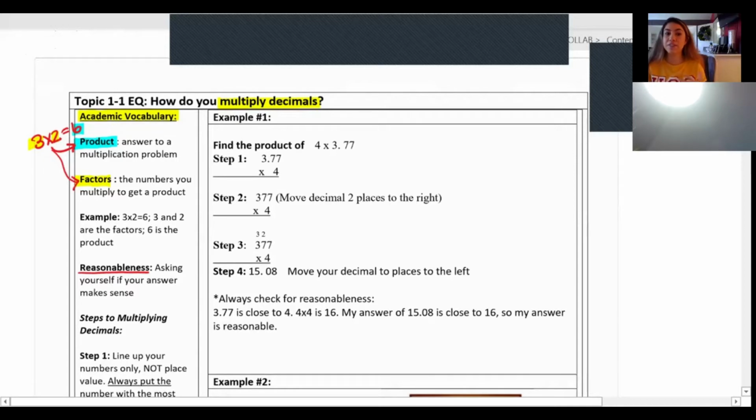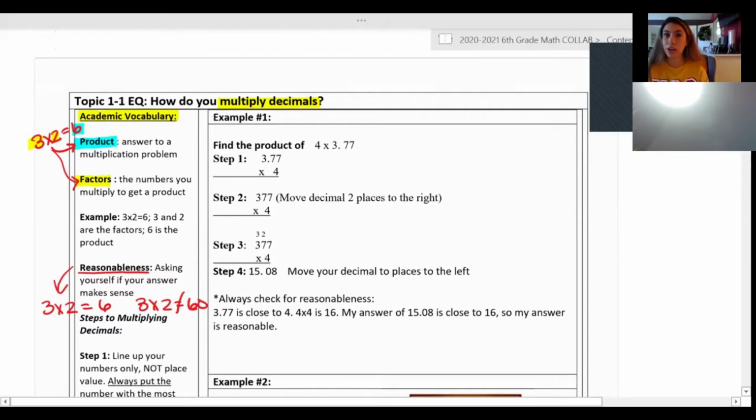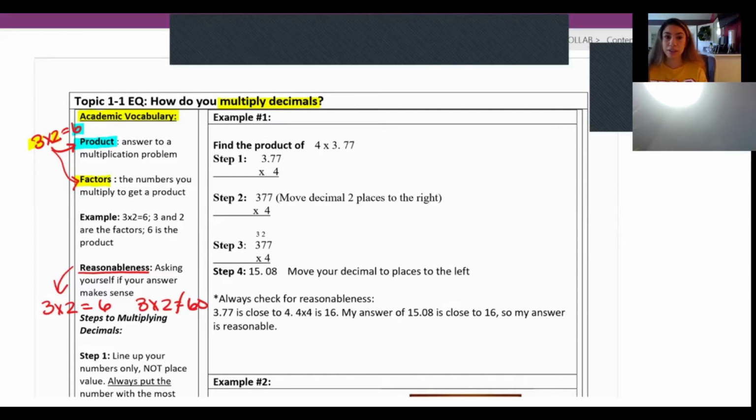We're asking ourselves if this answer makes sense, right? So in our reasonableness, when we have 3 times 2 equals 6, we know that 3 times 2 is going to equal 6. But if you somehow did it in your calculator or in your head and got that 3 times 2 equals 60, well, we know that 60 isn't anywhere near 6. So we know there's no reasonableness. It doesn't make any sense. Okay, so let's keep going.